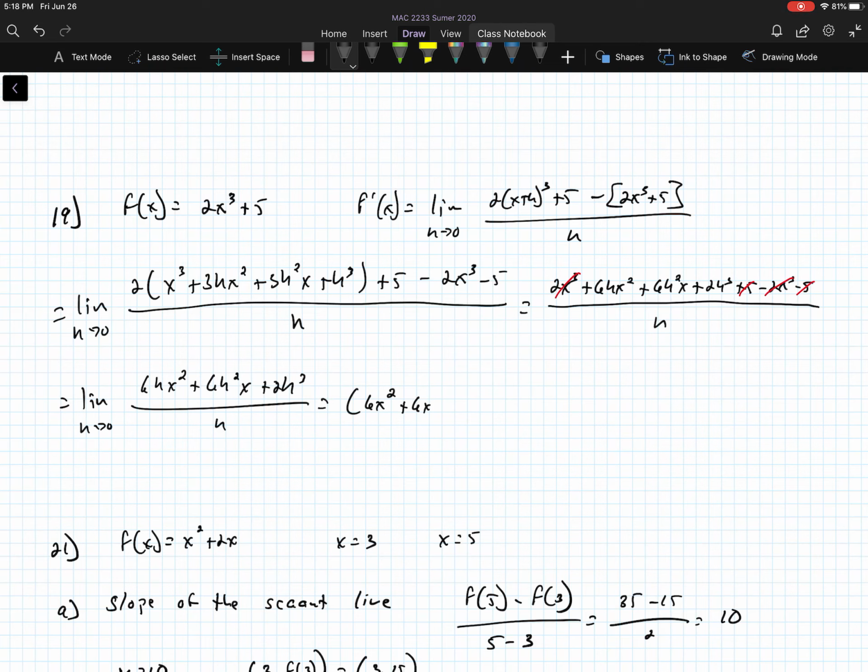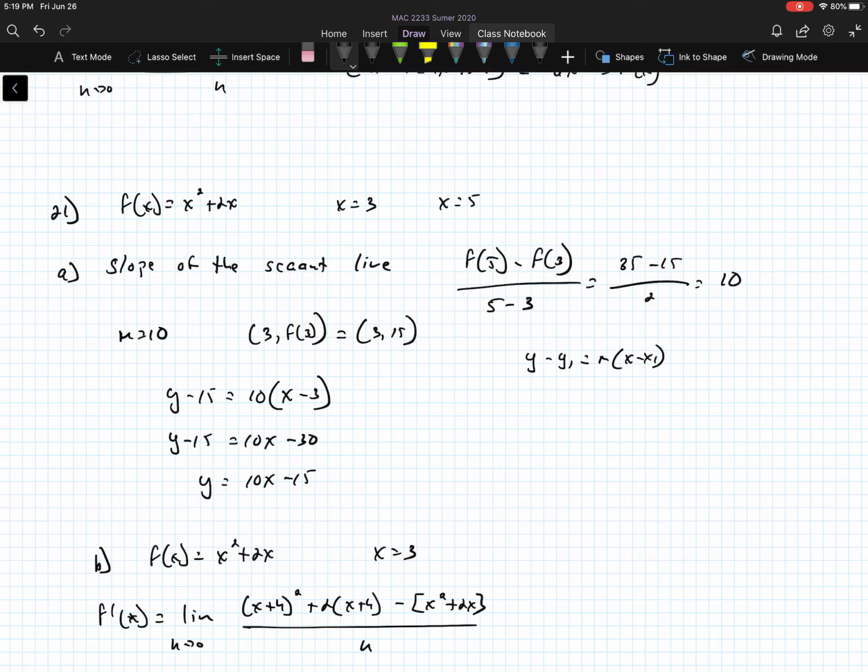plus 6hx plus 2h squared. So then this is just simply going to be 6x to the second power. So that's going to be your f prime of x for number 19.